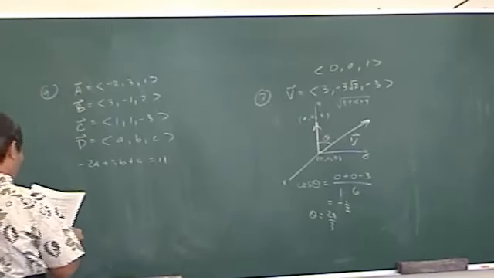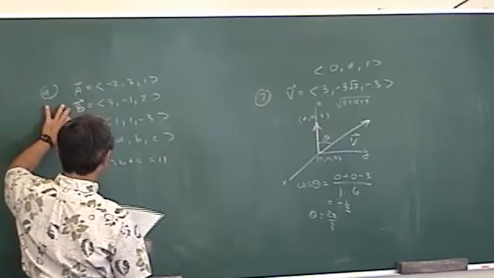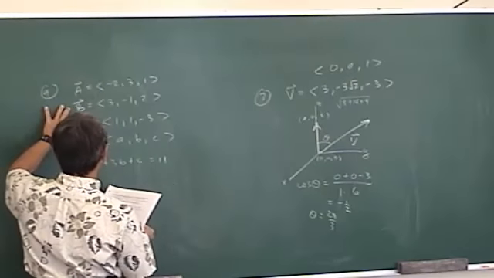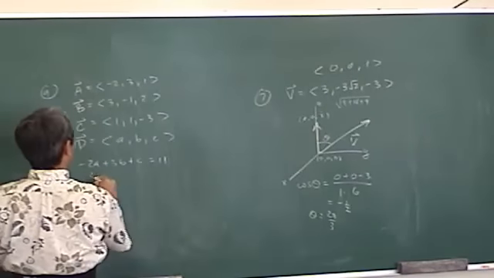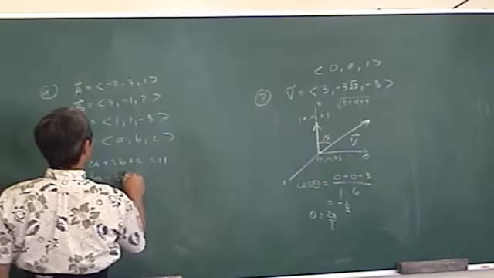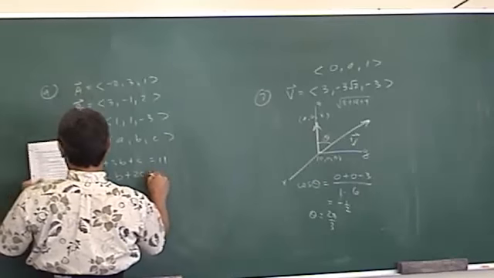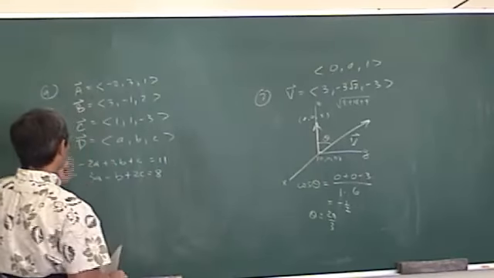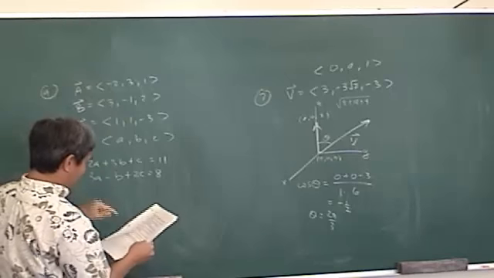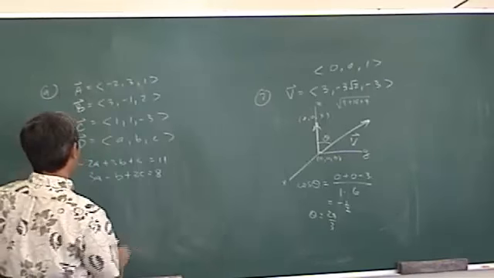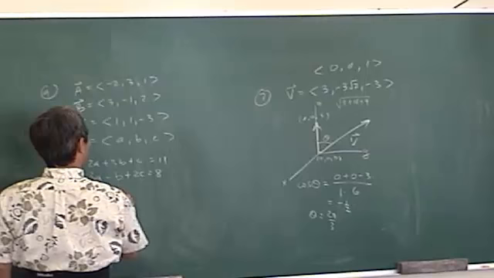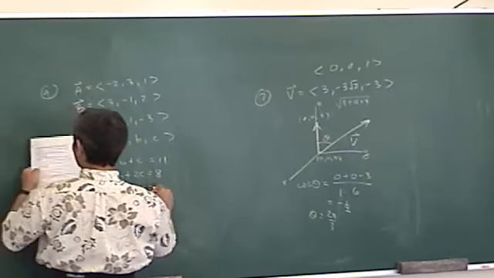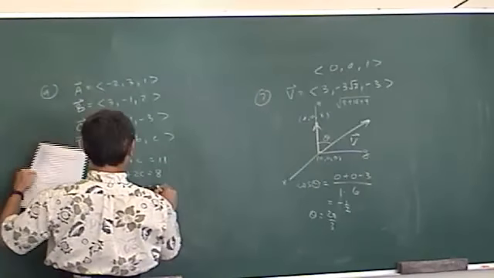Keep going. B dot D. So if I dot these two vectors, you're going to get 8. So how do you find the dot product? You multiply the x, you multiply the y, and the z components, and then you set that equal to 8. And then the dot product of these two vectors is equal to -3, so A plus B minus 3C equals -3.